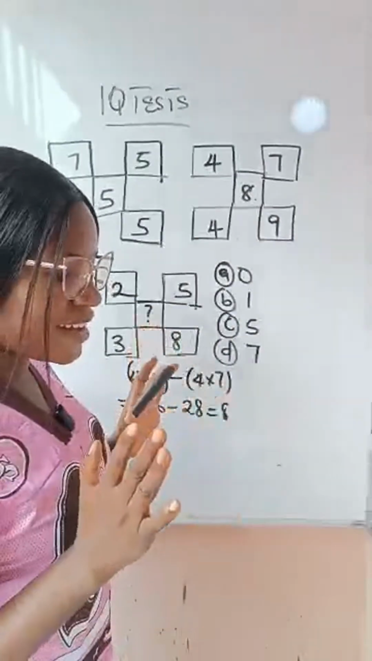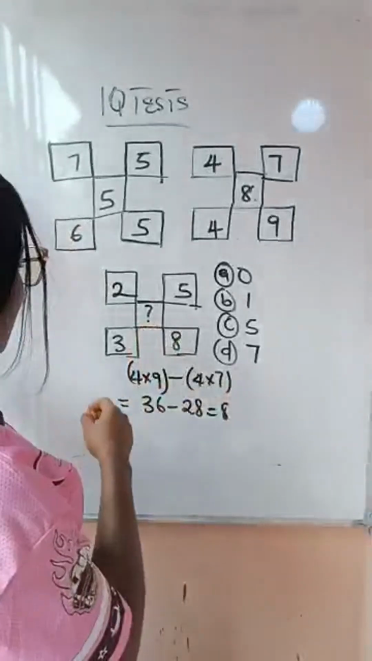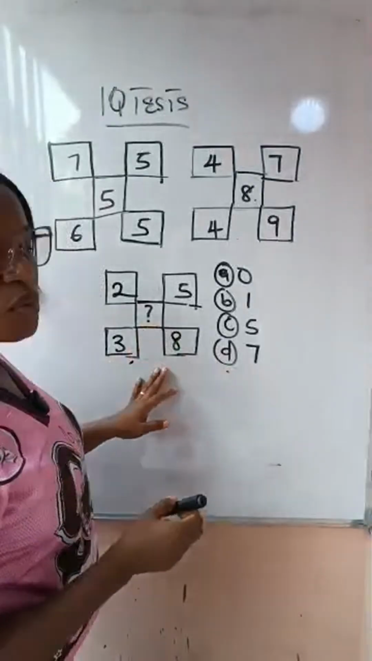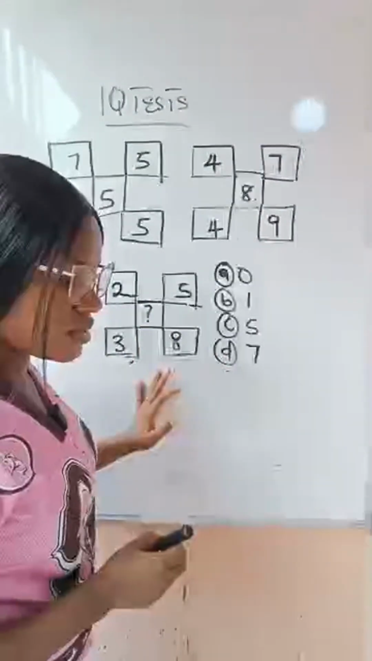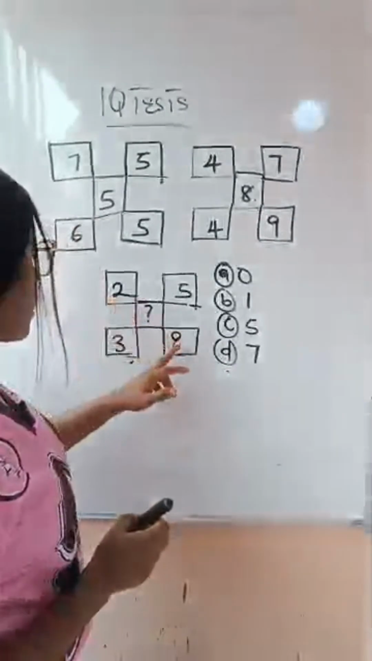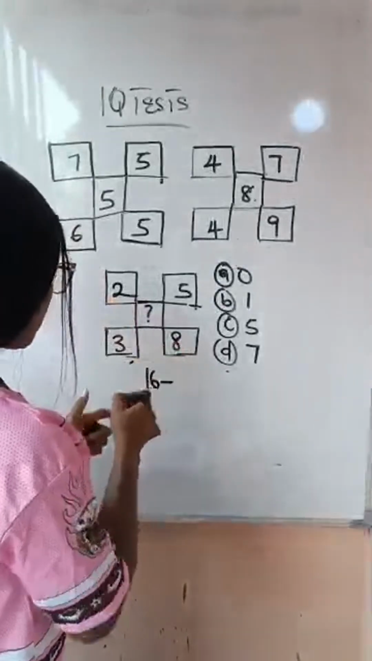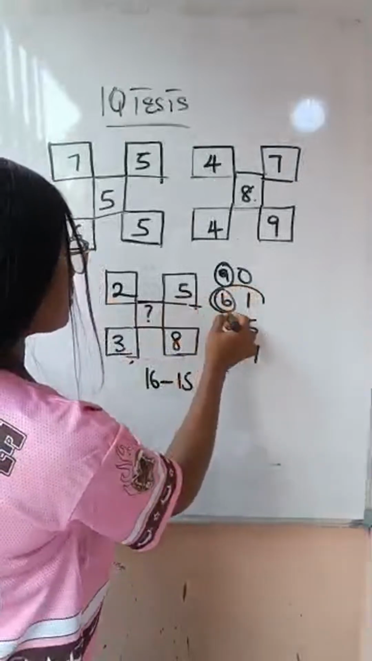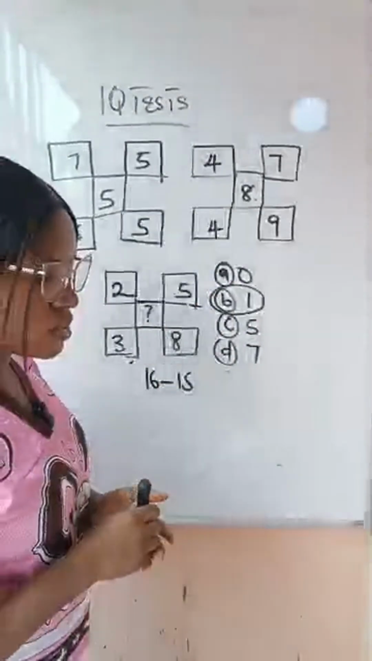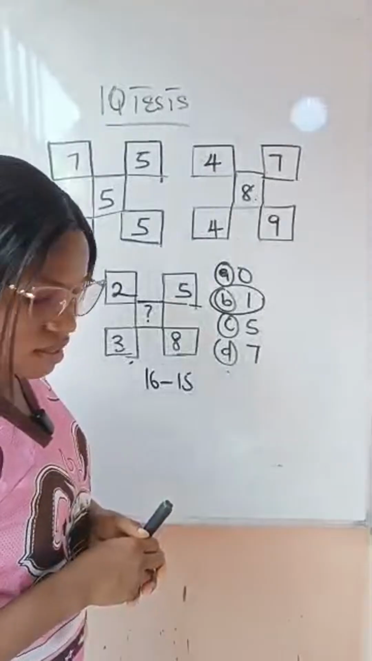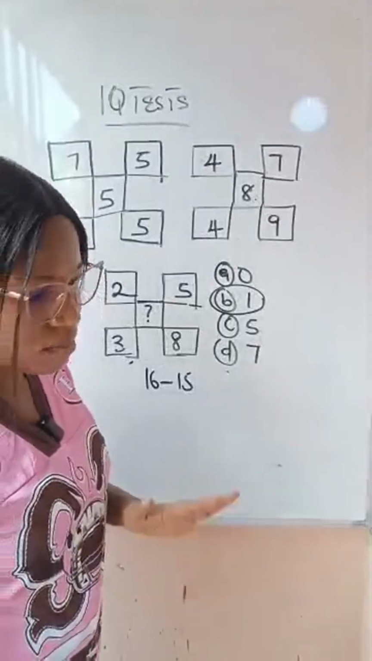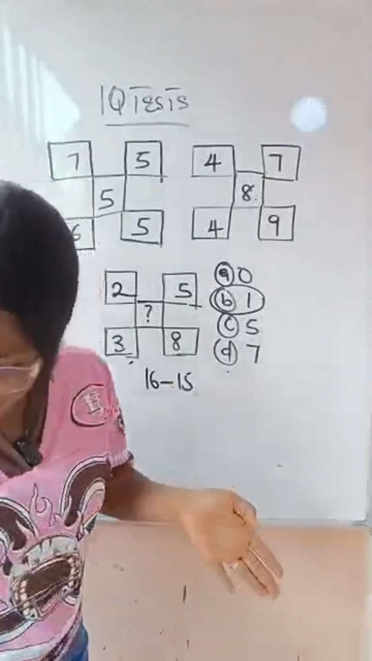So having established the pattern, this will be easy for us to solve. If you have 2 times 8 is 16, minus 3 times 5 is 15, your answer is 1, which is what PK suggested. All right, that is it for this.